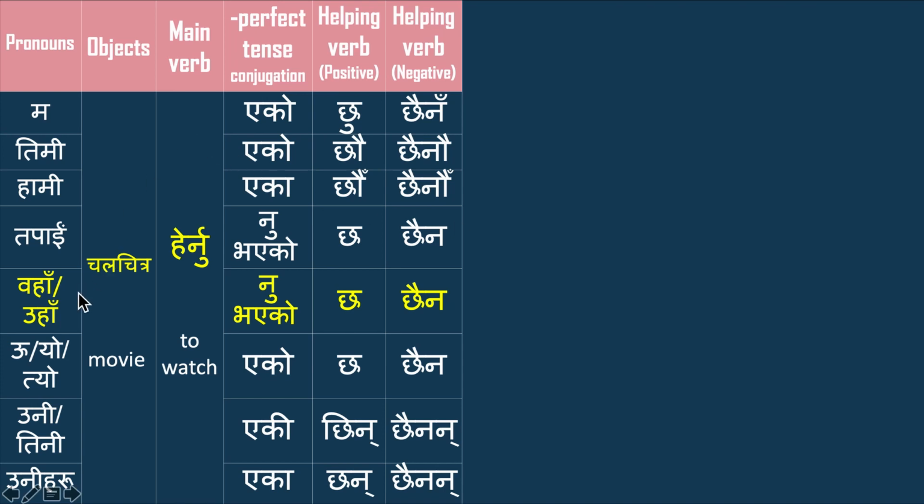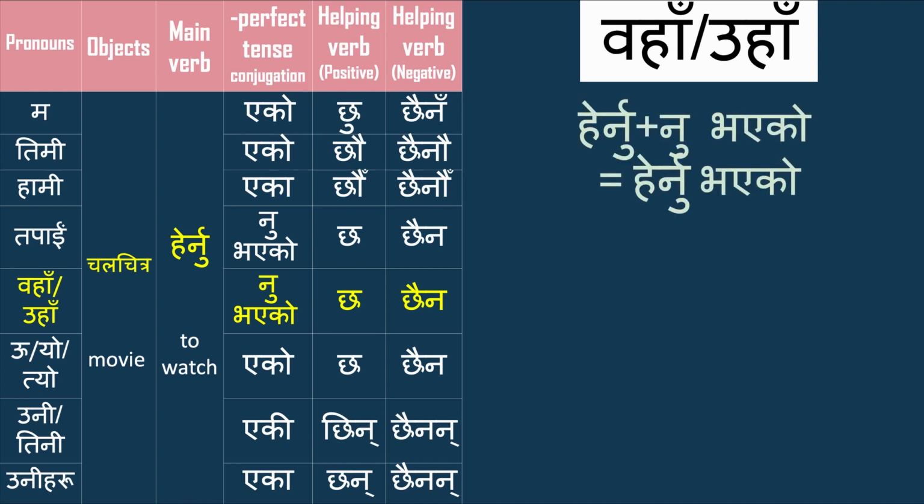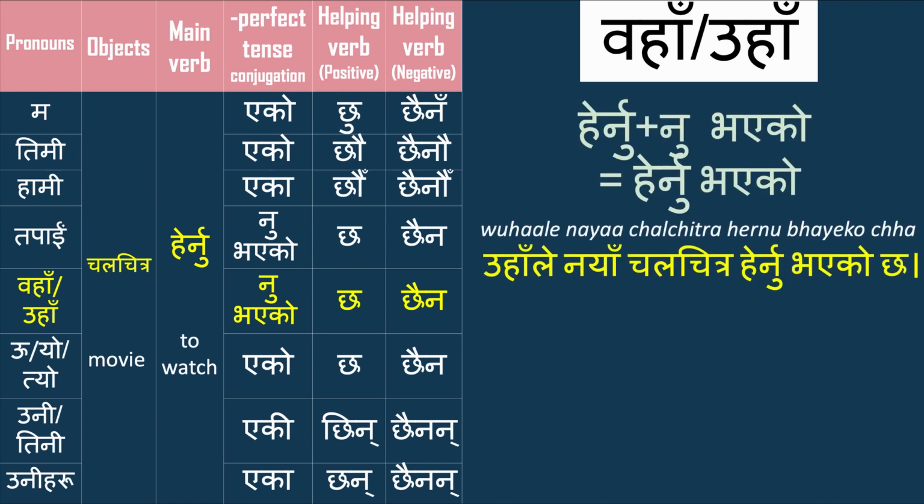Similarly for waha, uha, the conjugation of perfect tense is the same as tapai. Here I have used chalchitra as object, which means movie. The direct translation of movie in Nepali is chalchitra, but some people also say film for movie in Nepal. So hernu, to watch. Waha, uha, he or she for respected form, higher form. Hernu plus nu bhayeko, hernu bhayeko.